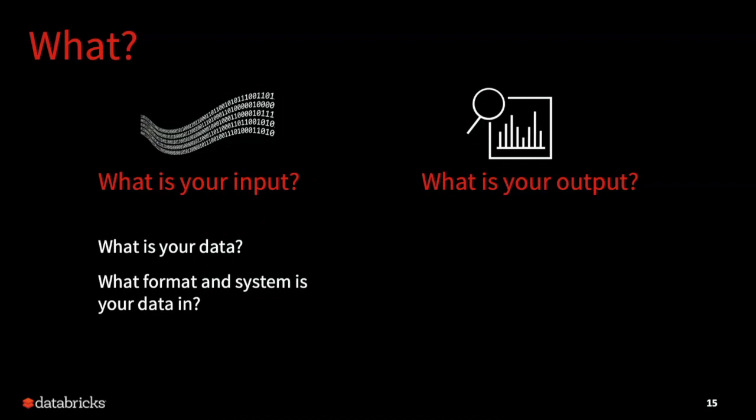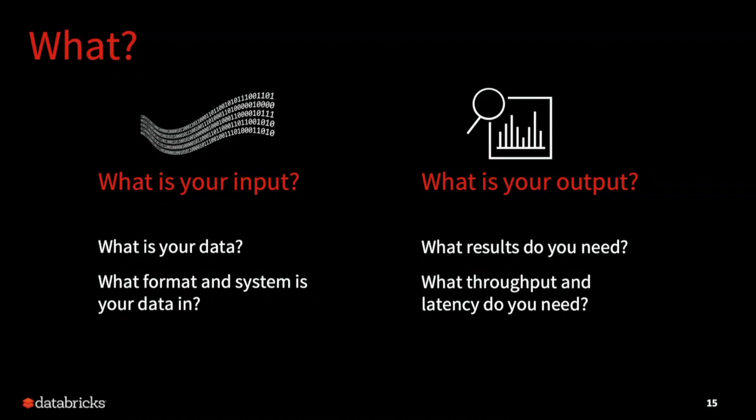What is the data that you're getting in? Is it from Kafka, JSON, Parquet files, Kinesis, different sources possible? What is the format, and what system is your data in? And what is your output? Where do you want the output to go to? What is that system? What sort of performance do you need? What sort of throughput and latency do you need?